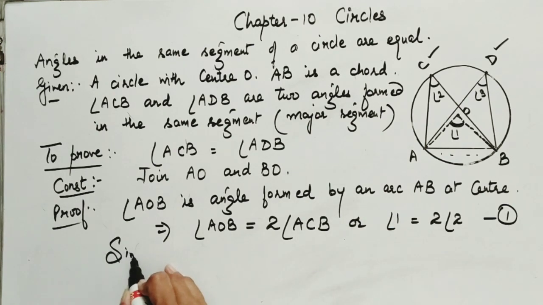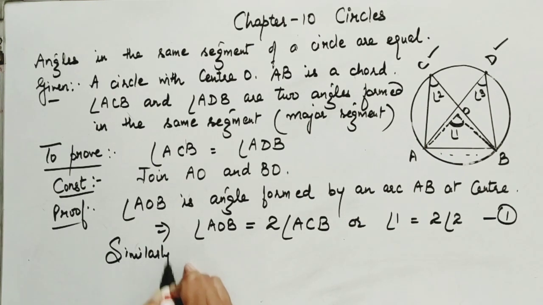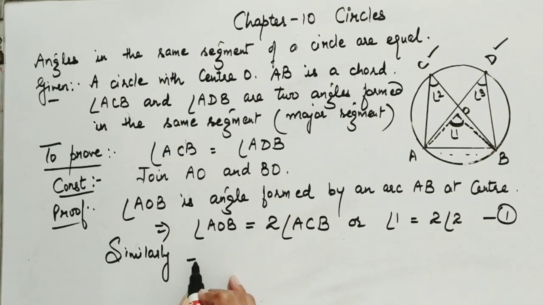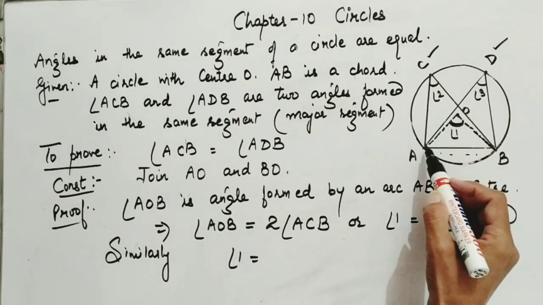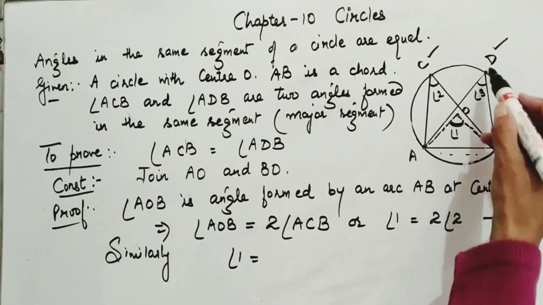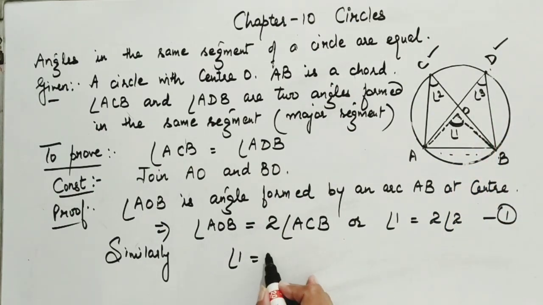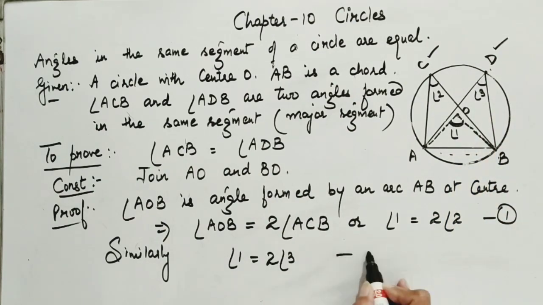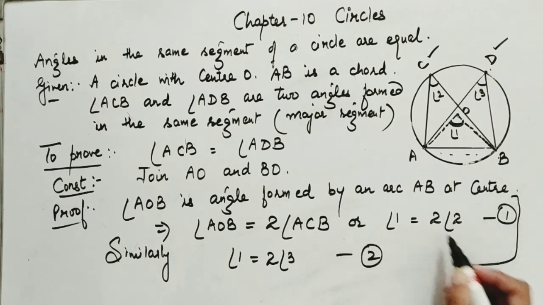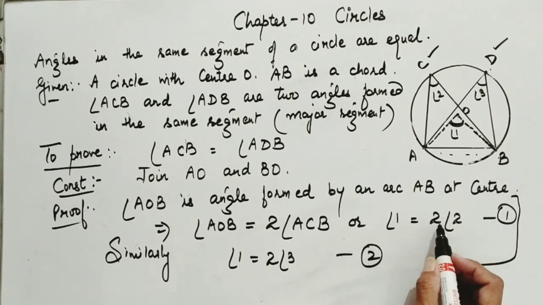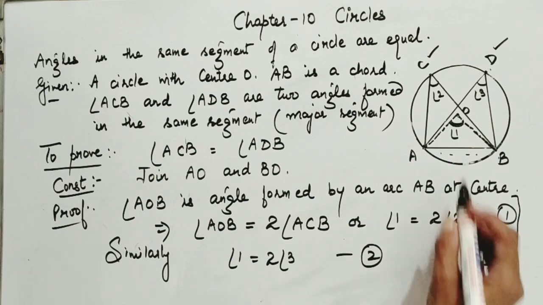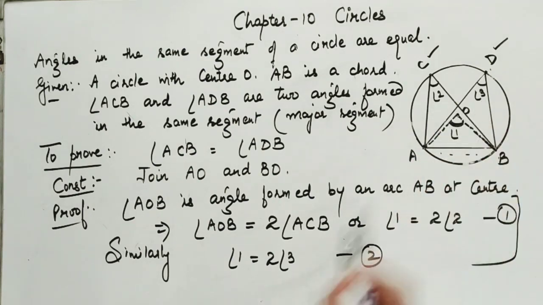Similarly, angle 1 is also, if you take AOB as central angle and ADB as inscribed angle, twice of angle 3. This is equation 2. Now compare equations 1 and 2. Angle 1 is double of 2, and angle 1 is double of 3. That implies twice of 2 is equal to twice of 3.